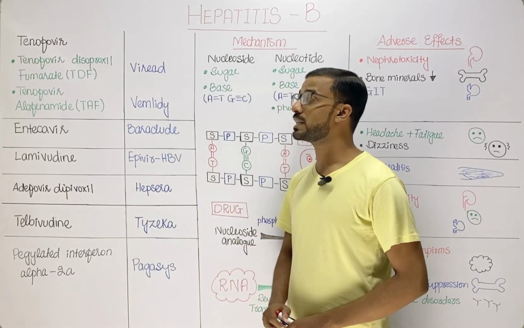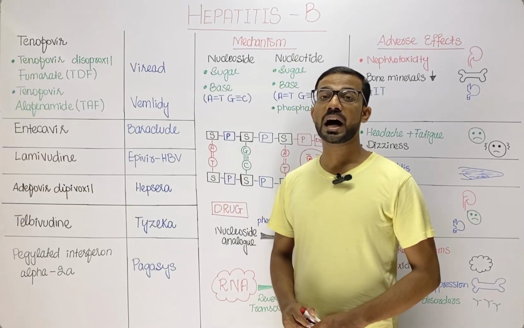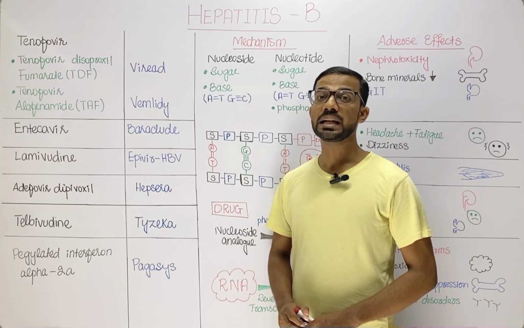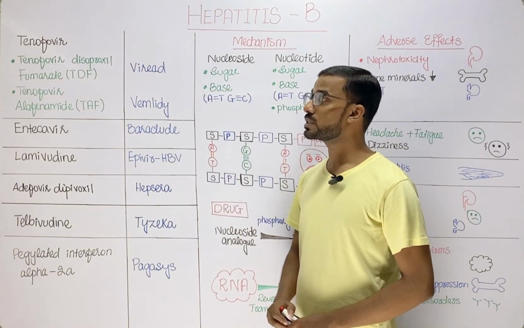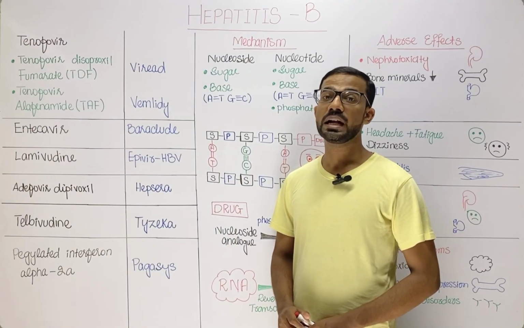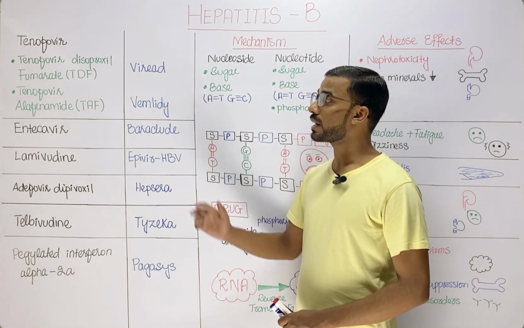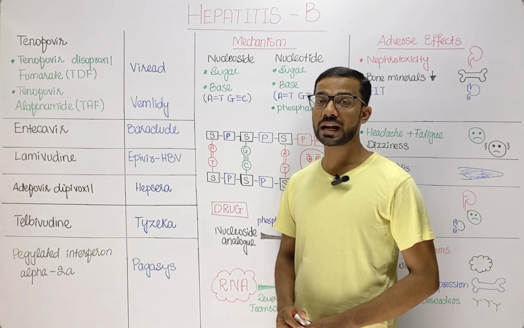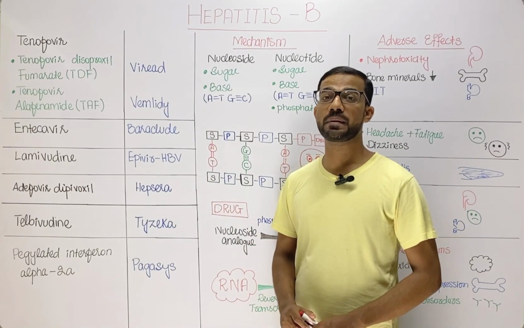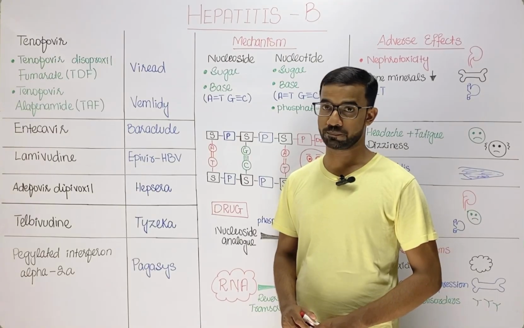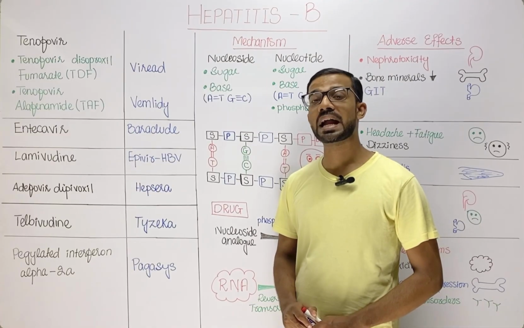So the first drug is tenofovir. Tenofovir has two versions: tenofovir disoproxil fumarate, TDF, and its brand name is Viread. The second version is tenofovir alafenamide, TAF, and its brand name is Vemlidy. The second drug is Entecavir, and its brand name is Baraclude. Third is Lamivudine, and its brand name is Epivir-HBV. Fourth is Adefovir dipivoxil, and its brand name is Hepsera.